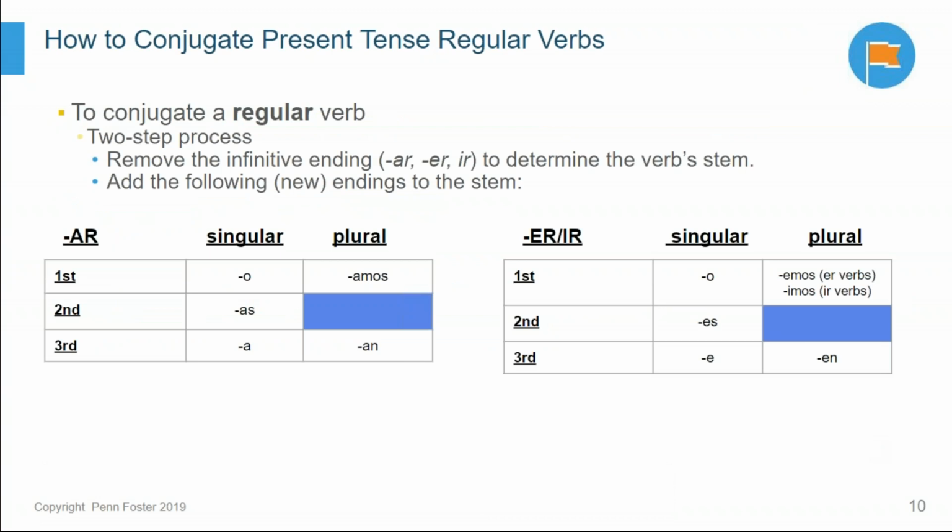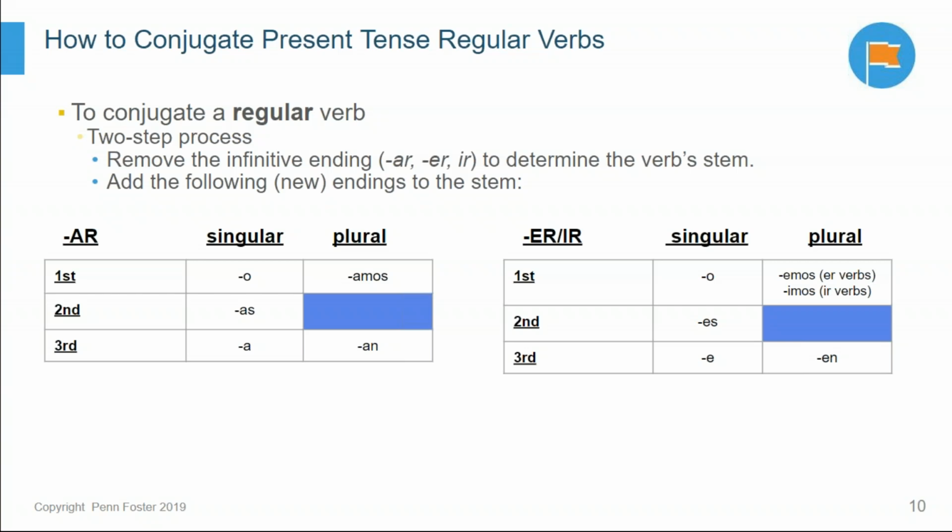As we move forward now, we'll talk still about the present tense, but how to conjugate a regular verb. And there's a two-step process for that. Now remember, we're trying to get the subject and the verb to agree. So you remove the infinitive ending, the AR, the ER, the IR, determine your verb stem, and then you add one of these sets of endings.